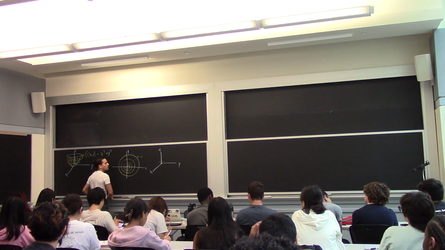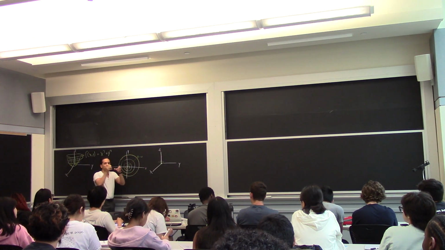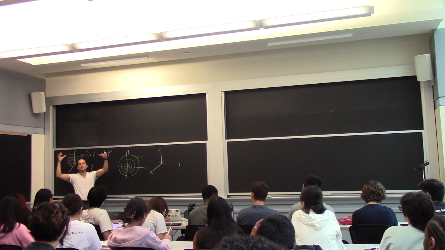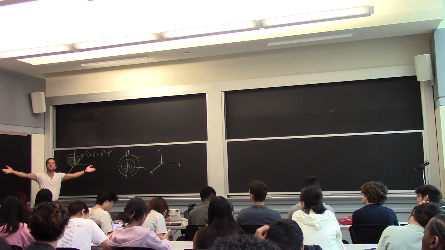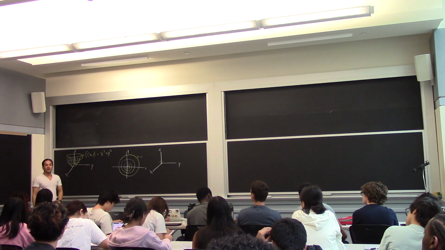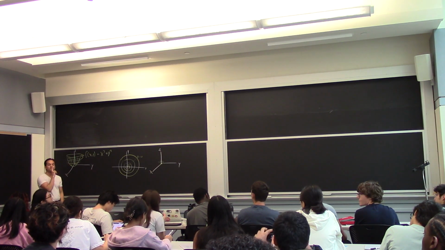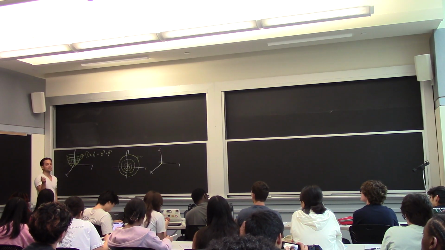But again, what are some shapes that can have circles of increasing size as you go up in z? You could have a cone. You could also have a paraboloid. So how can you tell the difference? How fast the radius increases, right?